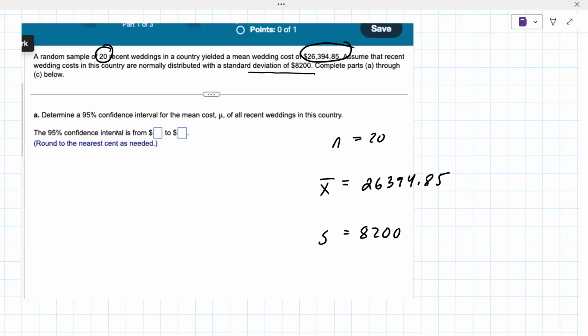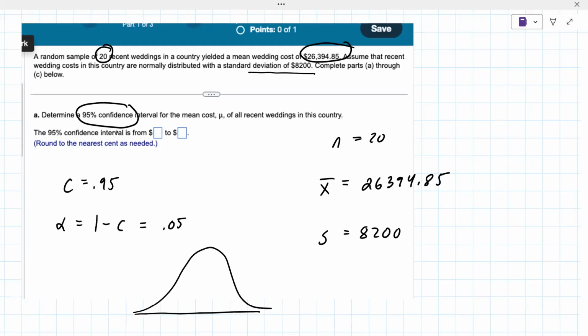Okay. Now a 95% confidence interval, that's your C. Your C is 0.95. Alpha is 1 minus C, which is 0.05. And because a confidence interval is always two-tailed, you end up cutting that alpha in half and you get 0.025. And that's what's in either tail here. Is any of this sounding familiar to you? Yes. It's okay if it doesn't.